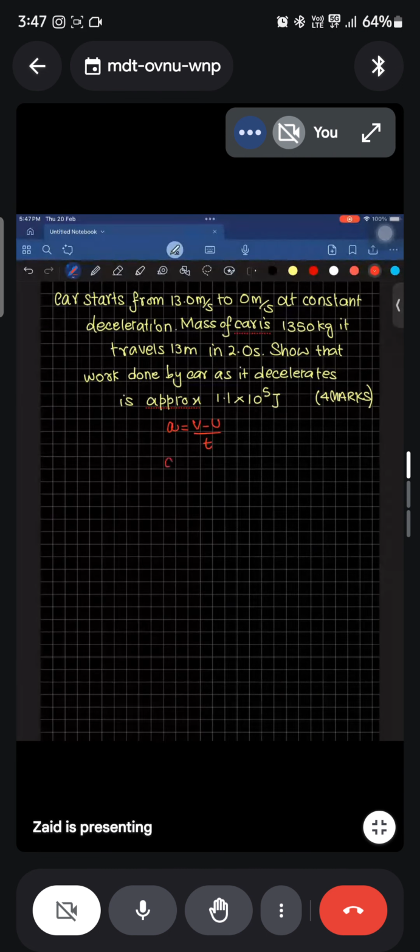Acceleration is v minus u over t, so it's deceleration. It's 13 minus 0 divided by the time, which is 2. So this is coming out to be 6.5 meter per second square. Just ignore the minus sign. Now let's find the force. F equals ma. Mass has been given to you as 1350, times 6.5. Answer, please.